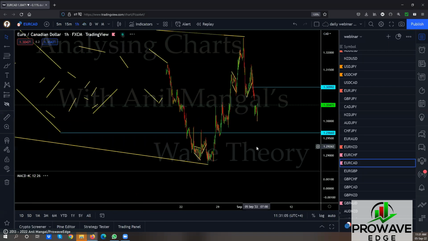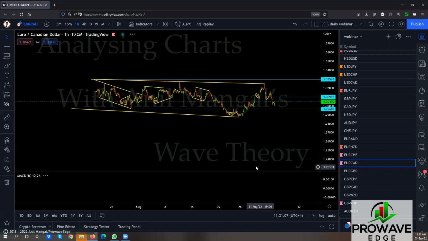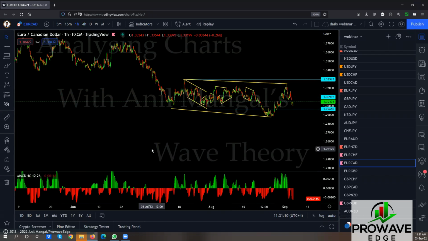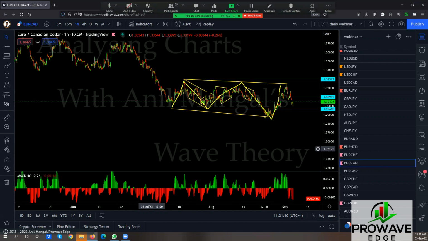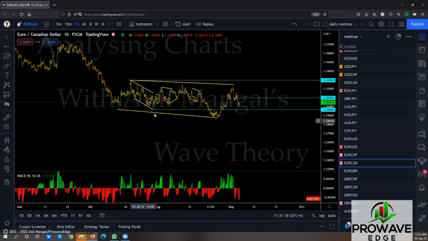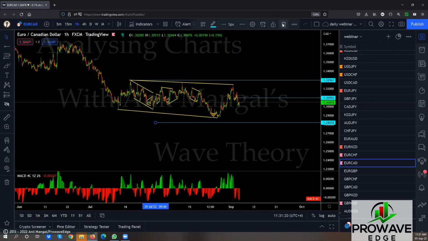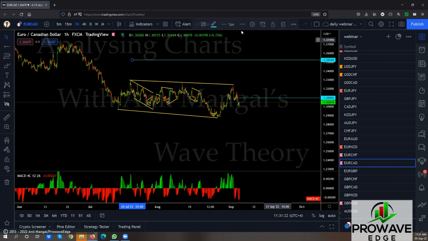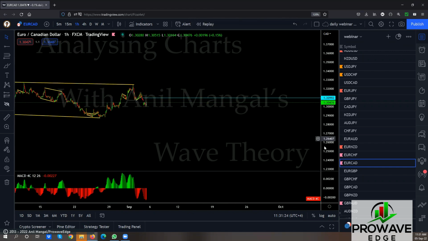EuroCAD, this is a much better one. We had a good sell there. This is already a running flat in the higher time frame. See, we've got one, 1, 2, 3, and one back at the top. So we're looking at this as a big running flat. I think this is a perfect one. Take this off. This will just confuse the hell out of all of you. Take that out. And this was our first sell.